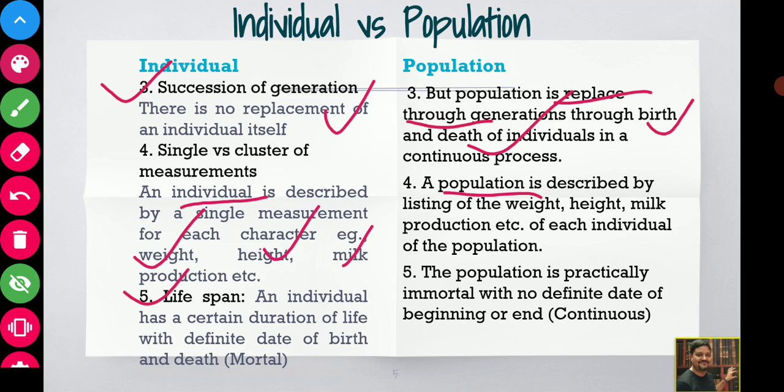Then the fifth one is the lifespan. An individual has a fixed lifespan. An animal, if it has taken birth, will die after a certain period of time, and that period is known as lifespan. So the lifespan of an individual is fixed. That means an individual is mortal, whereas a population is immortal. Birth and death is a continuous process in a population. So a population is practically immortal with no definite date of beginning or end. When it started and when it is going to end, no one can say. That is why the lifespan of a population is not fixed; it is continuous.